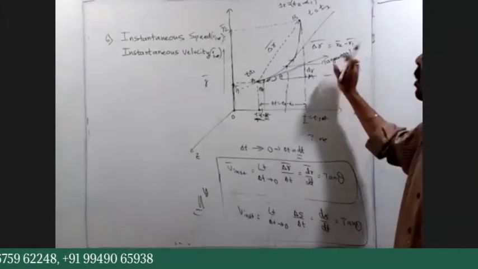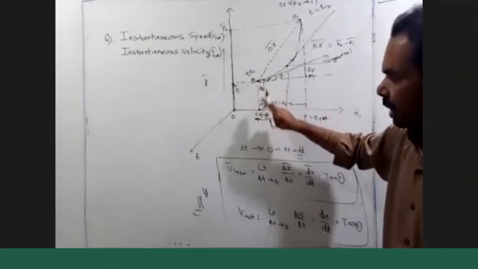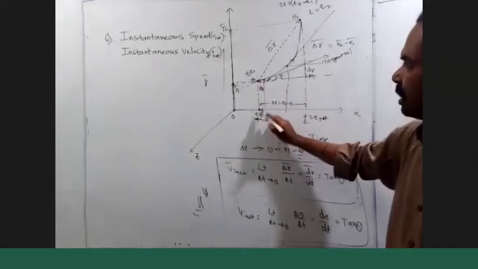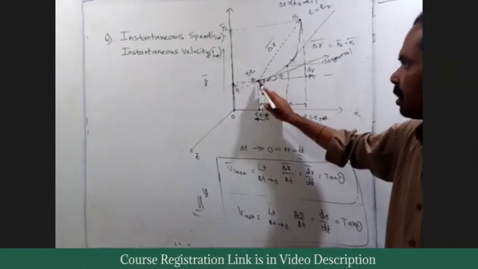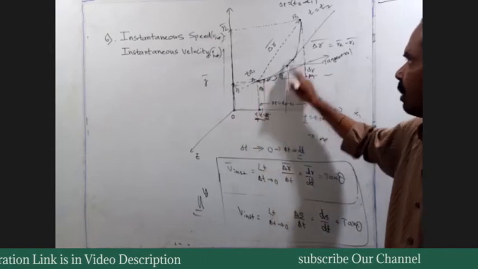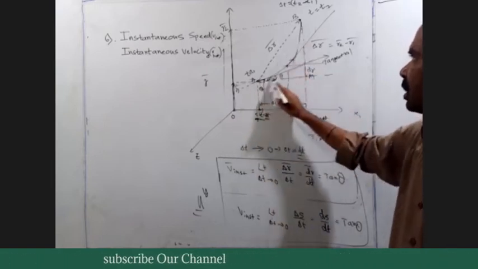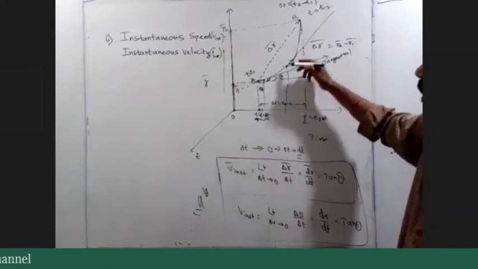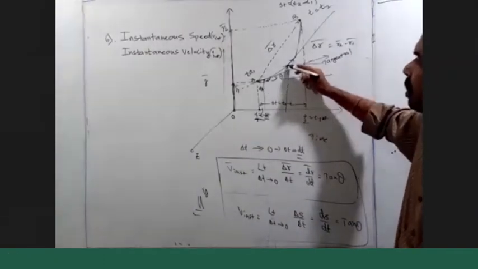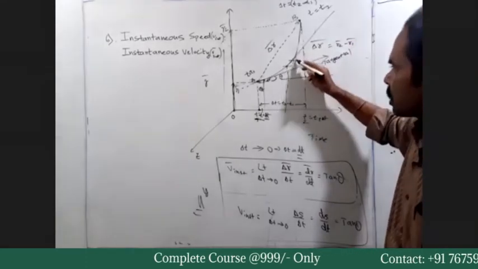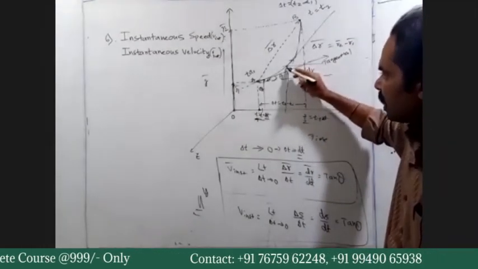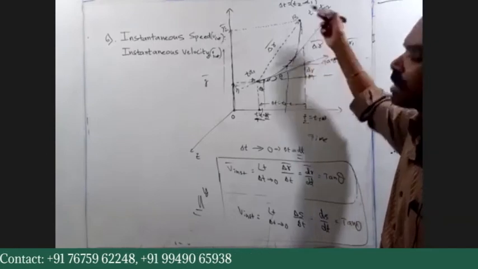So here, the slope of the tangential at a particular instant: if I take the instant t equal to t1, the particle is at point A on the path. At this point, this is the tangential. Suppose I take another instant, where the particle is here, this is the tangential at this point. So the slope of this tangential is the instantaneous speed here.